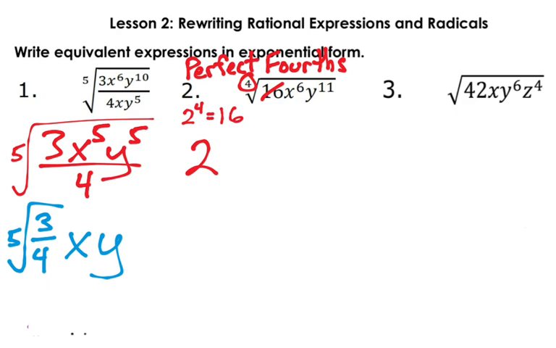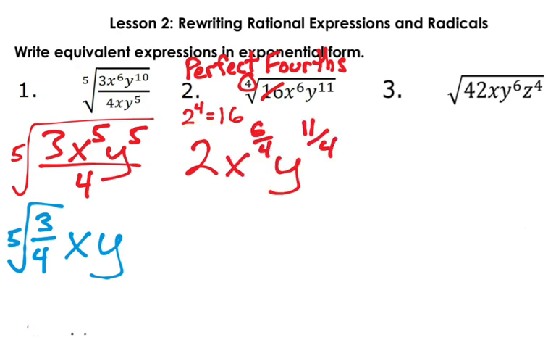There aren't too many perfect fourths and fifths that you need to know, but 16 is the perfect fourth that you need to know. Maybe highlight that somewhere in your notes so that it stays in front of your face when you need to see it. So the fourth root of 16 is going to come out of the radical as a 2 that would go in the front for our final answer.